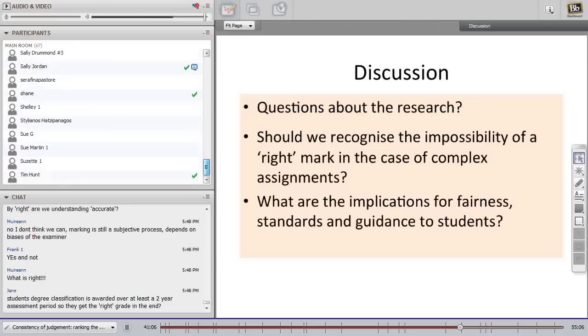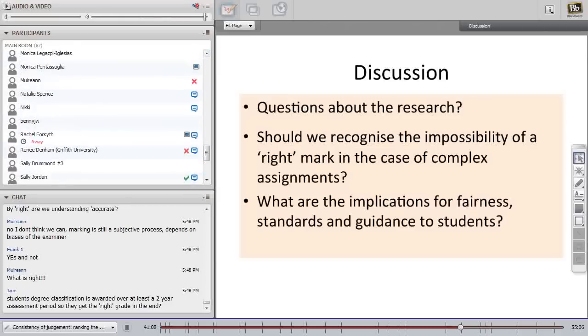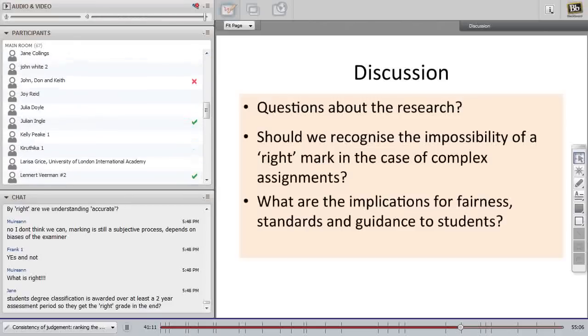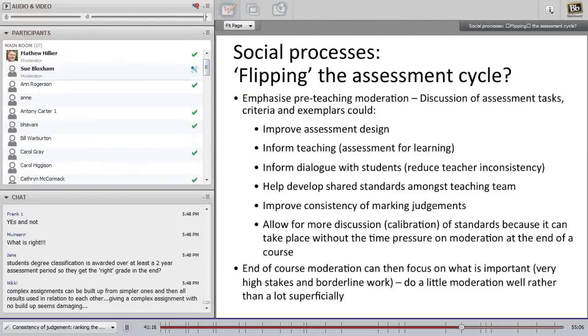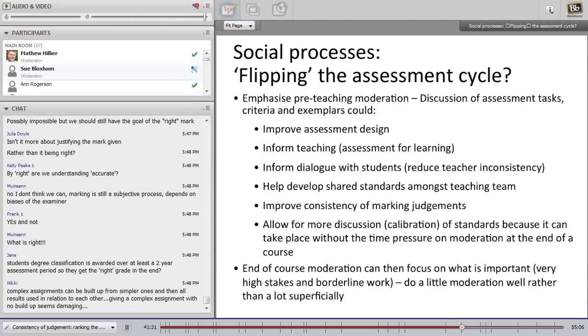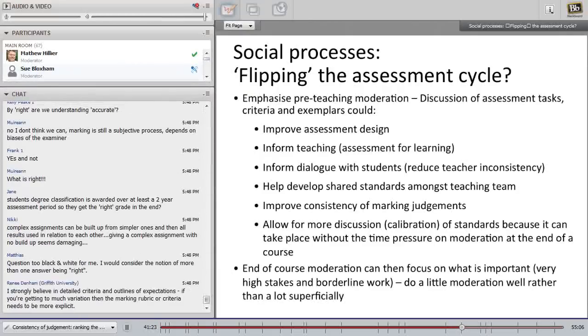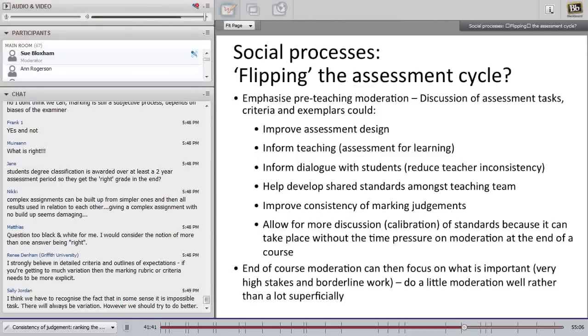I'm just going to push on now because the hour is zooming up. Let's just talk about that last point there. What are the implications for fairness, standards and guidance to students? In work I've been doing with a couple of Australians, Lenore A.D., who I think has just moved universities, I should know where she's gone, and Claire Hughes, we'll be looking at this issue of moderation and how we might be more effective in getting agreement over the standards, with staff and students.